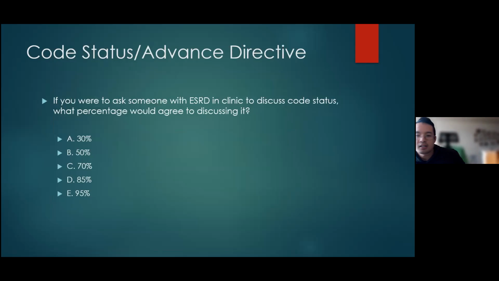Going back to how this works with patients, this would be a poll question. If you were to ask someone with end-stage renal disease in clinic to discuss code status, what percentage would agree to discussing it? What do y'all think?